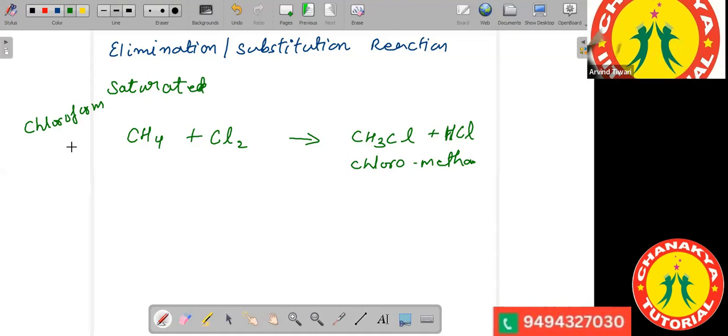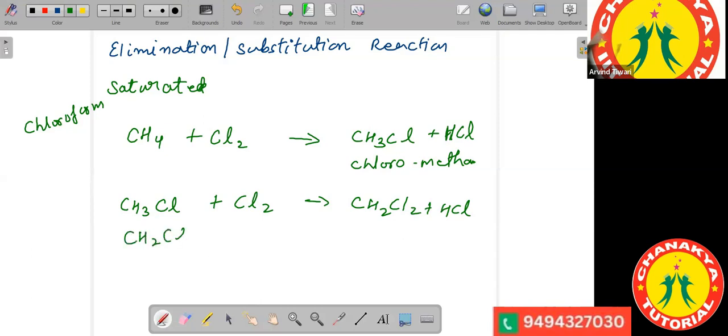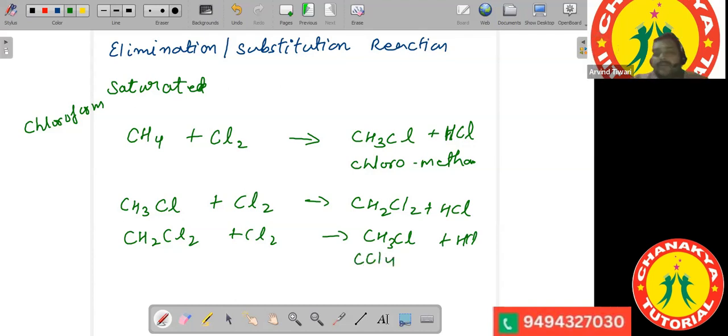CH2Cl2. Now, even after this, the substitution reaction can continue. You can have CH3Cl reacting with another chlorine to give you CH2Cl2 plus HCl. Then the reaction can further continue till at the end all the hydrogens are replaced. Another chlorine can be added, and at the end you will get CCl4, which is your carbon tetrachloride.